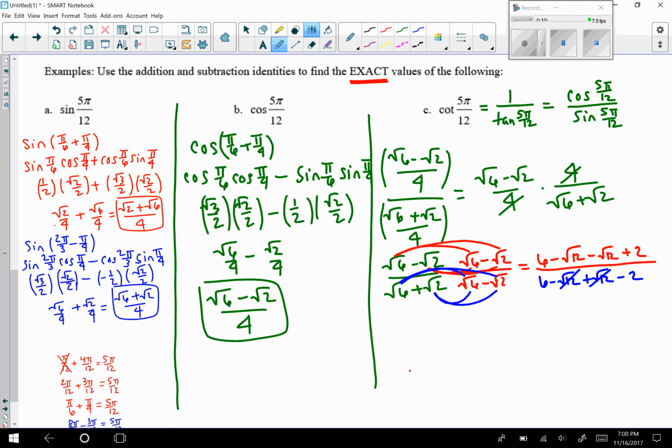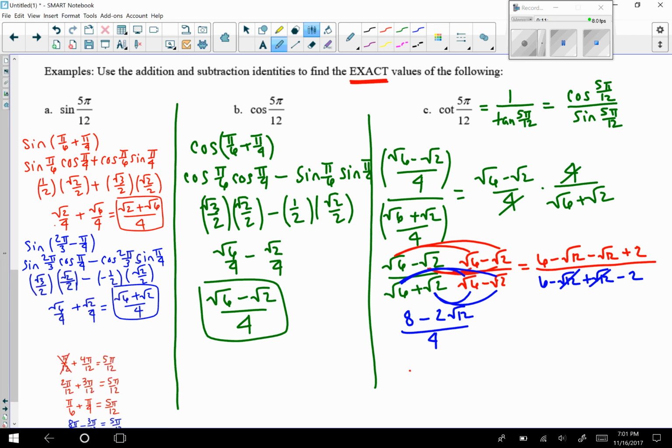So then in my numerator, I have some like terms. So 6 plus the 2 gives me the 8. And then we have minus root 12 and root 12. So that's minus 2 root 12 because those are like terms, all over. And 6 minus the 2 gives me 4.